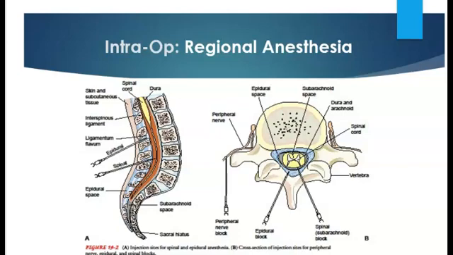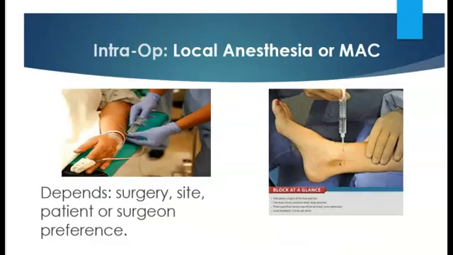Spinal and epidural blocks really just involve blocking the sensation from the legs or the abdomen, and they inject local anesthetic medication in or near the spinal canal. A lot of details there, but if you're curious, that's what regional is. Local really depends on the surgery, the site, the patient, or the surgeon preference. You can see they're kind of going into the foot. A lot of times they'll do a spinal and a local. They'll do combinations. It really depends on anesthesia and the surgeon itself.